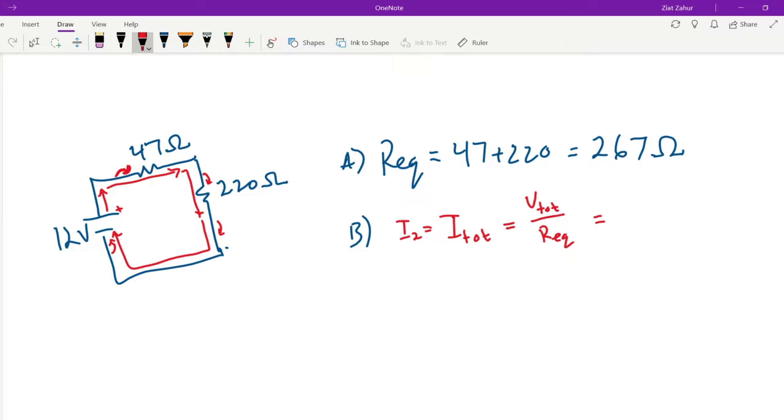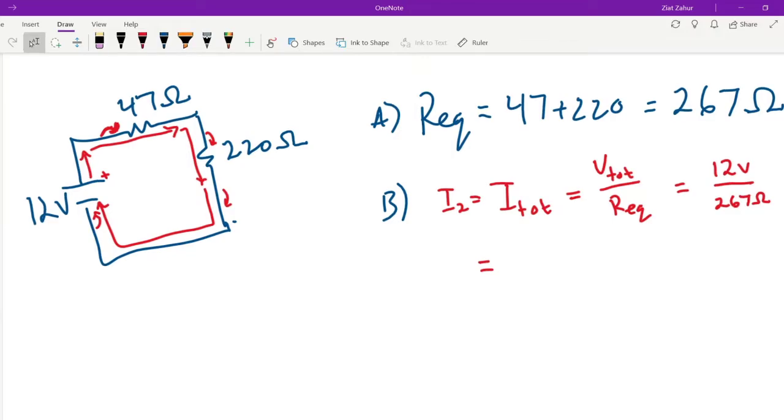So the total voltage is 12 volts and the total resistance is 267. Notice how the current that goes through resistor 2 depends on resistor 1 as well, depends on the system. The amount of current that flows through your system depends on everything that is in the system. Okay, we know I2 is the I total. That's because whatever goes through resistor 2 is the same current that came out of the battery. It never split. So what is 12 divided by 267?